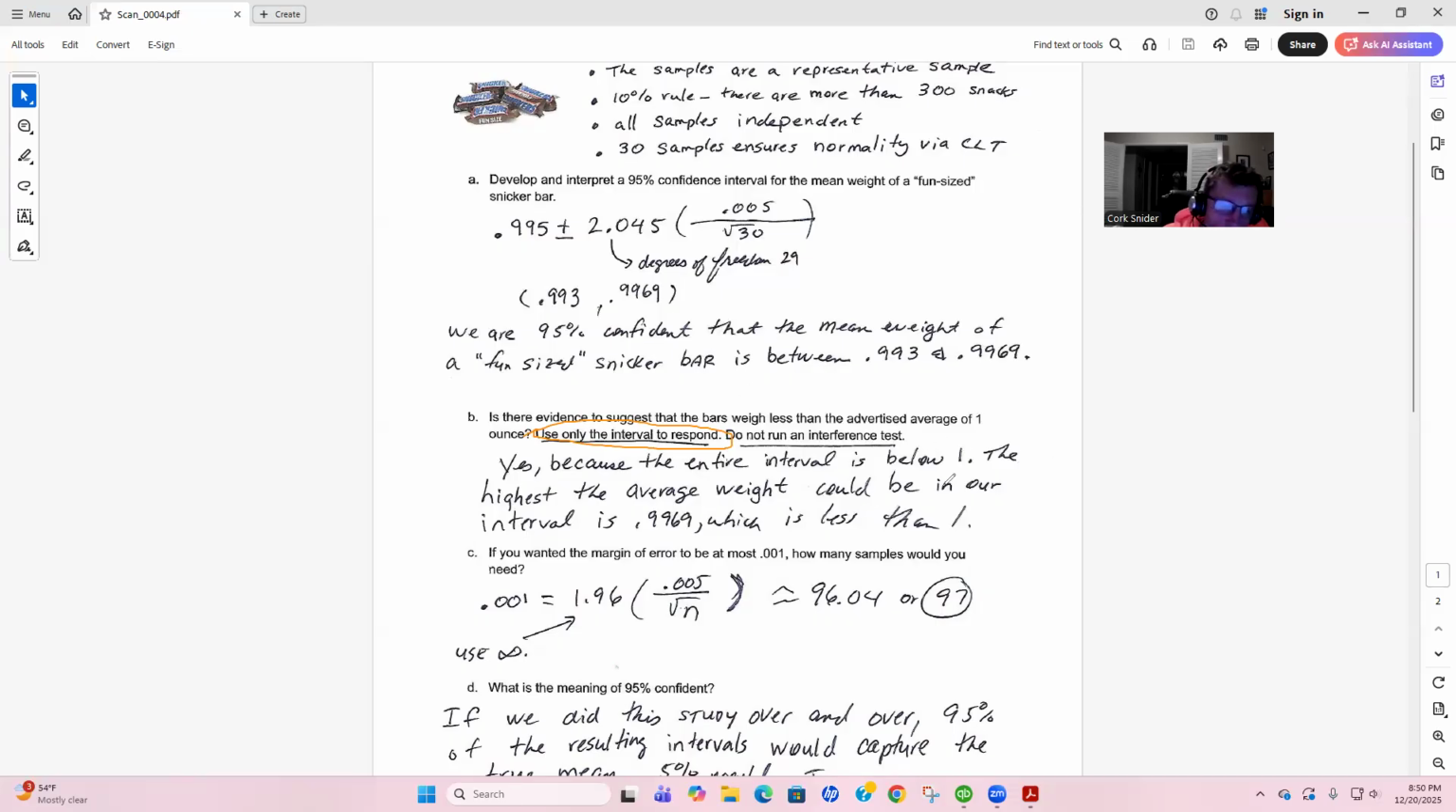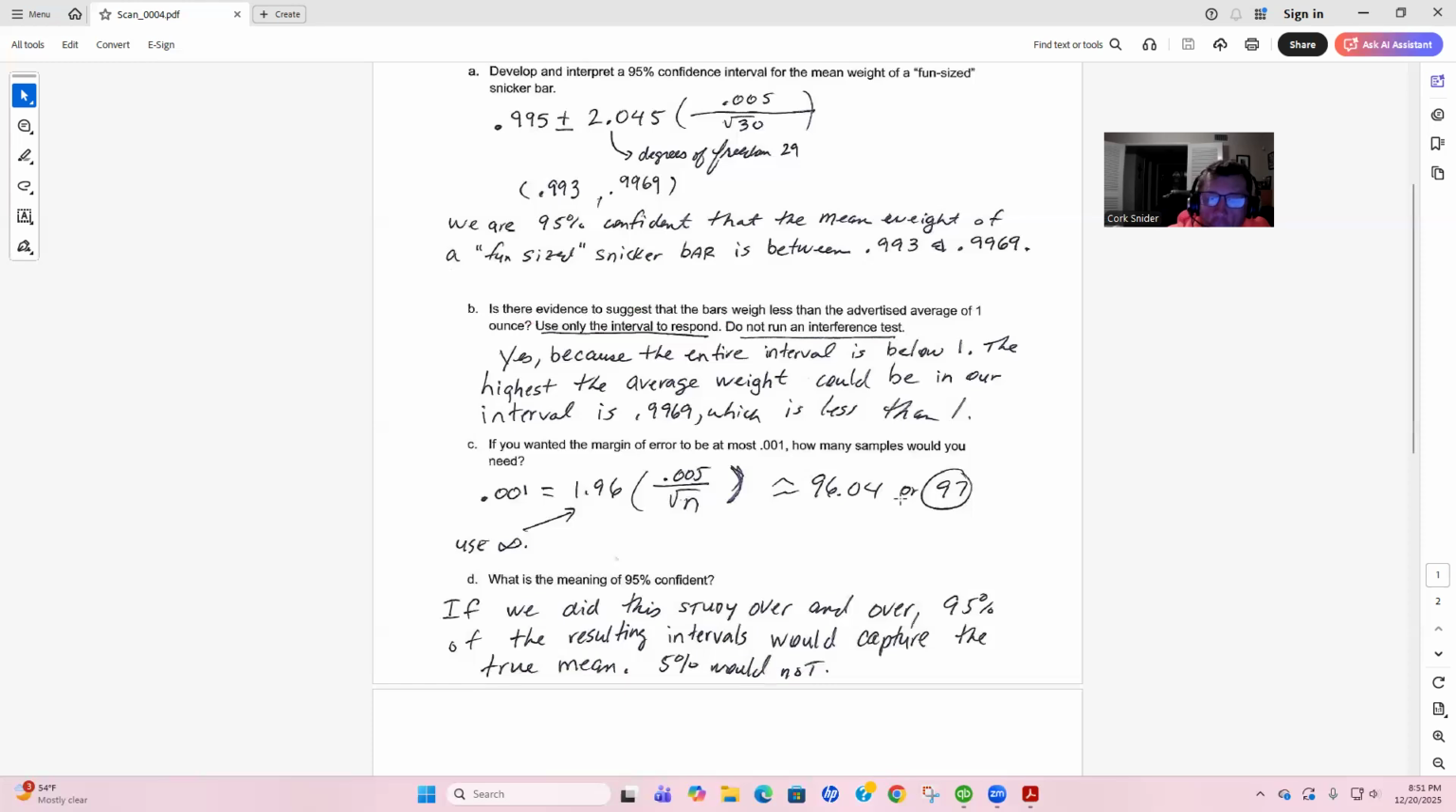Notice I wrote, that would be enough of an answer, by the way. That's really all you got to write. But I wrote a little more. The highest the average weight could be in our interval is 0.9969, which is less than 1. Okay. Now, if you wanted the margin of error to be at most 0.001, how many samples would you need? All right, no problem. This is just an algebra problem, okay?